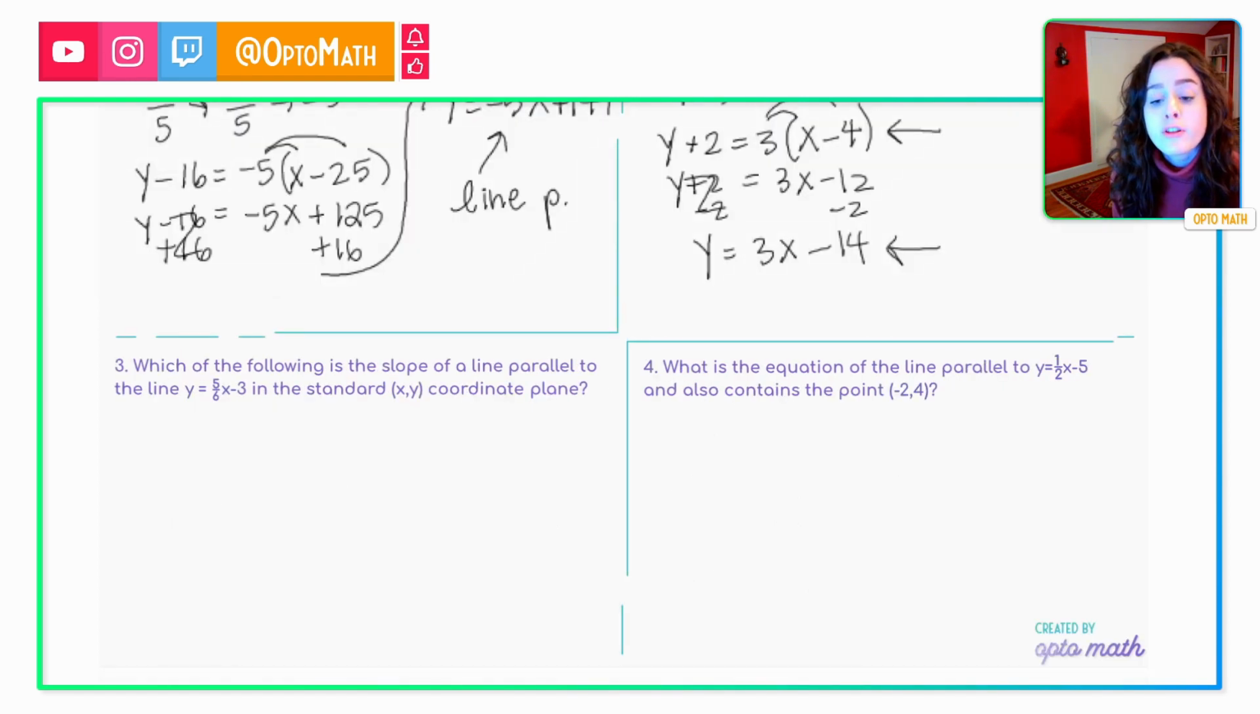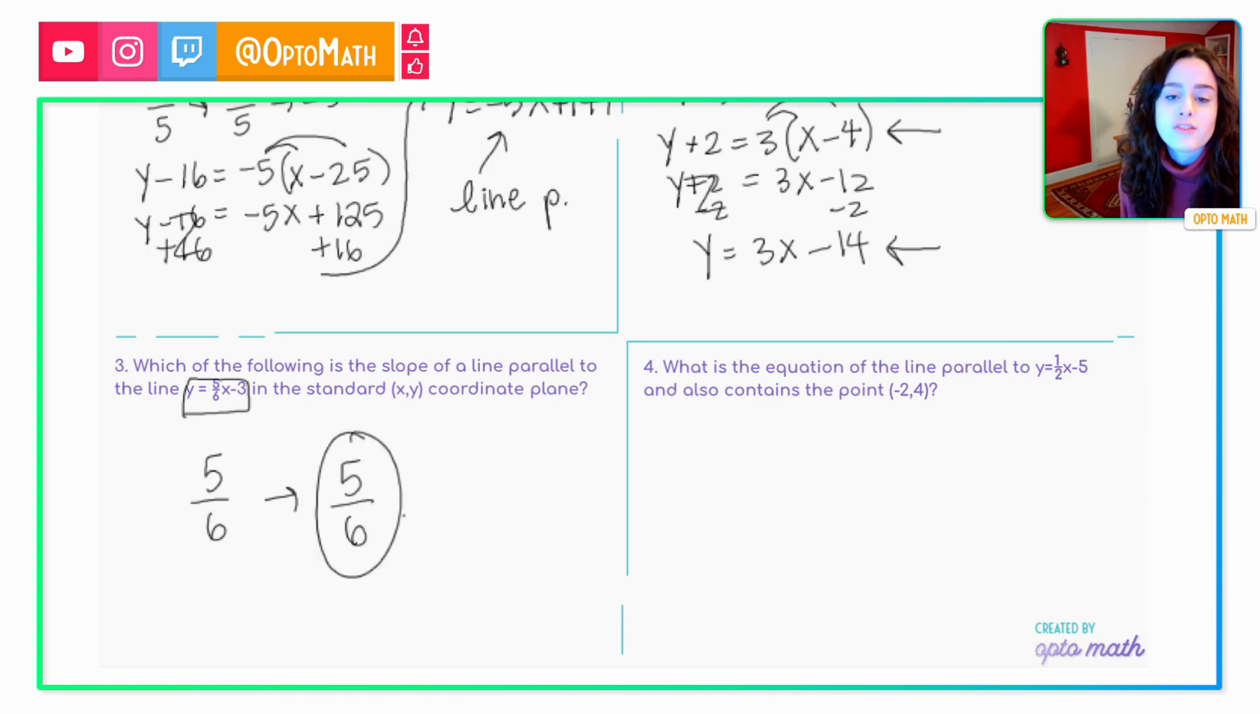Number 3, which of the following is the slope of a line parallel to the line y equals 5/6 x minus 3 in the standard xy coordinate plane? This is really not too bad, because it's one little step of the many steps we've taken on 1 and 2. All it wants to know is what slope you have if you have a parallel line to this given line. Well, what's our slope of this line? It's 5/6. And parallel lines have the same slope, so our slope is the same. It's 5/6. And that's really all there is to that one.